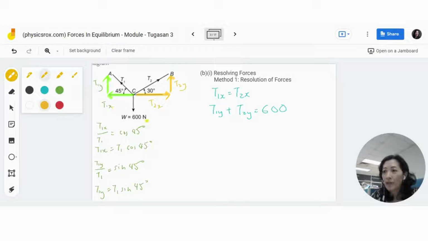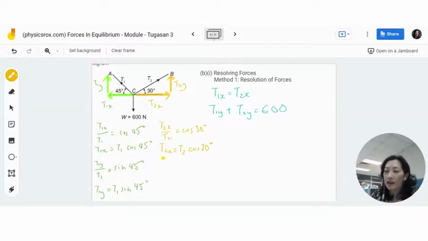So the same thing will happen for the T2 triangle. So you have T2x over T2, which is adjacent over hypotenuse. That gives us cos. So T2x equals T2 cos 30. And the same thing will now be applied to T2y. T2y is opposite, and T2 is the hypotenuse. Opposite over hypotenuse gives us sine 30. So that gives us T2y equals T2 sine 30.